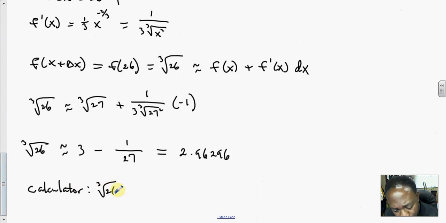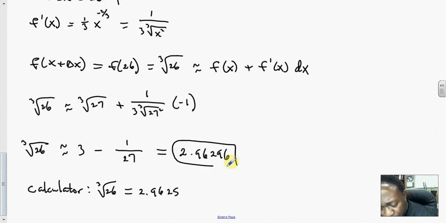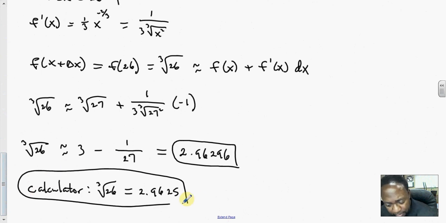Now on the calculator, the cube root of 26 is 2.9625. Look how close they are. Can't get no better than that, folks. Well, actually you can, but that's not for this class right now. Let me stop there. Thank you.